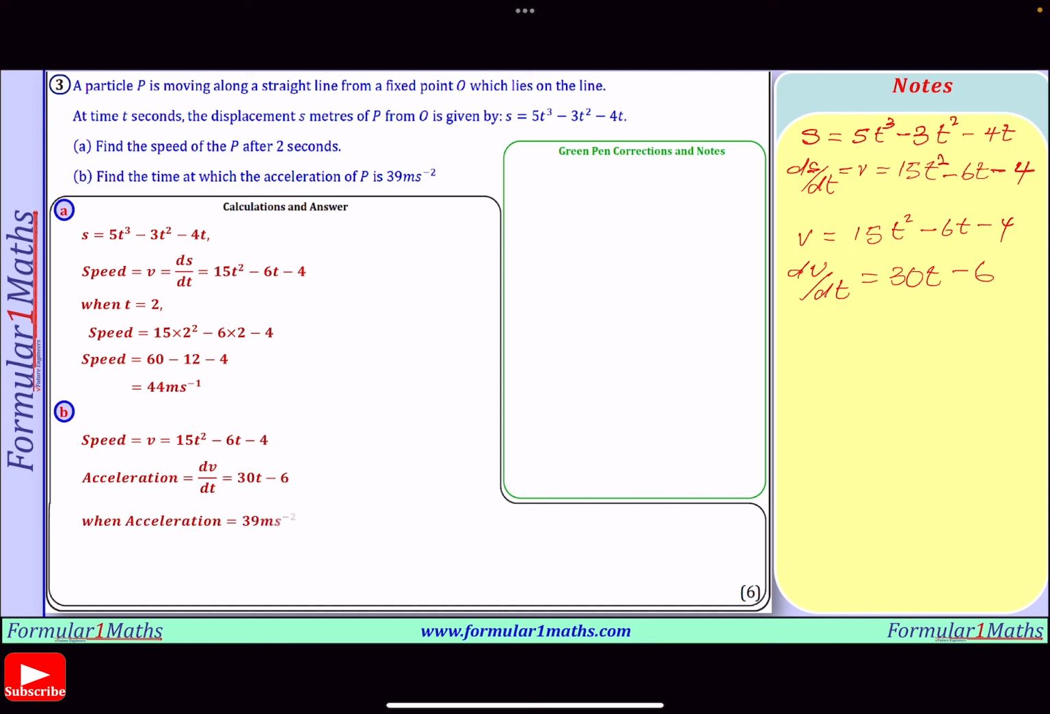But we want a time when the acceleration is 39 meters per second squared. So it means we can equate this expression here to 39 meters per second squared. So let's go and do that. We're going to get this equation. Rearrange to get 30t equals 39 plus 6. Simplify to get 30t equals 45. Solve for t and you're going to get 45 over 30, which can be reduced to 3 over 2. And that means the time when the acceleration is 39 meters per second squared is 1.5 seconds.